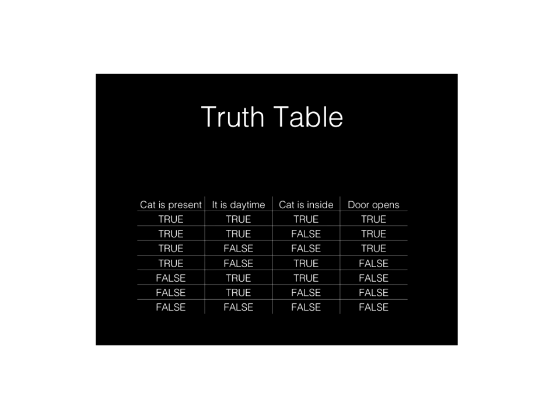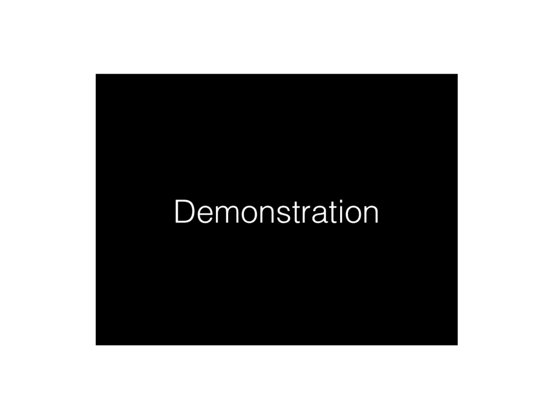This shows what is known as a truth table. It shows all the variables, and it shows whether they're true or false, and then what the output would be. So, for example, the first one is if the cat's present and it's daytime and the cat is inside, then the door will open. For the second line, it shows the cat is present in daytime, but it's outside, and it's still true because it is daytime.